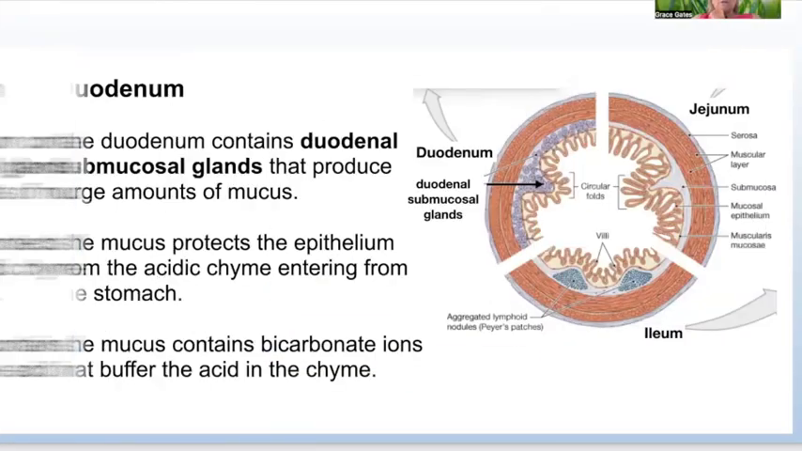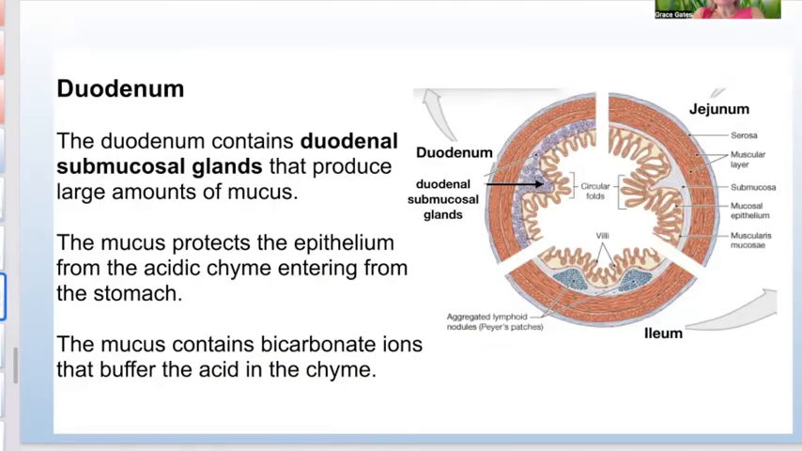all mixed together. The duodenum contains duodenal submucosal glands that produce large amounts of mucus. The mucus protects the epithelium from the acidic chyme that's entering from the stomach. The mucus contains bicarbonate ions that buffer the acid in the chyme.